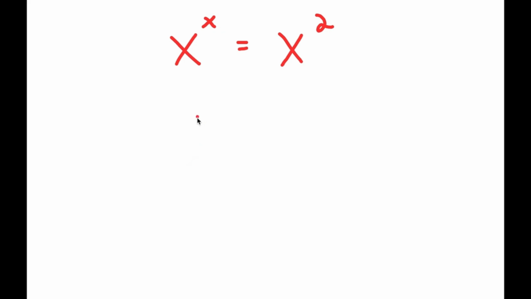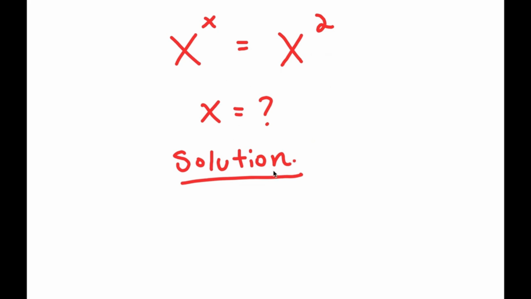Alright, so in this video, I'm going to be solving the equation x to the power of x is equal to x to the power of 2. My only variable in this equation is x, so that's obviously the variable which I'm going to be solving for. And now for my solution. I'm going to first write my equation down here. So I have x to the power of x is equal to x to the power of 2.